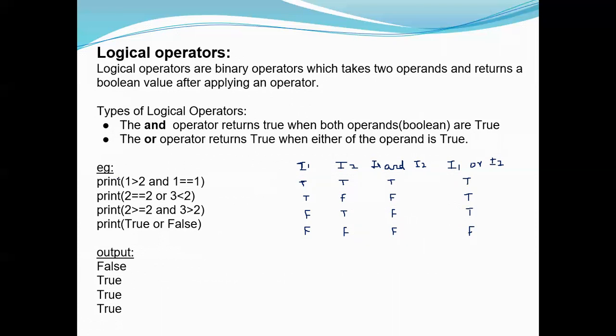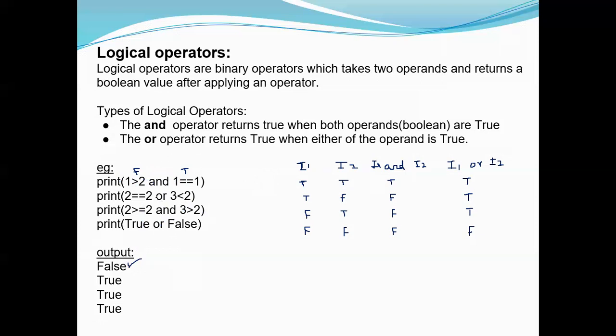So come here with an example. We have 1 greater than 2, which will be evaluated to false, and 1 equal 1, which will be evaluated to true. We know that false and true, see here, false and true will result in false. So I'll print False, capital F. Next comes 2 equal 2, which is actually true, and, or sorry, here the operator is OR.